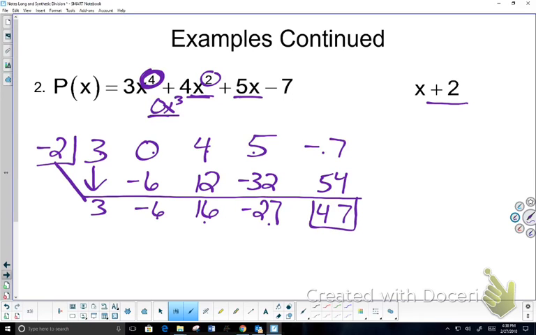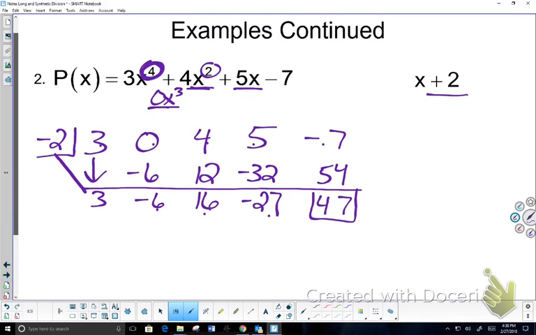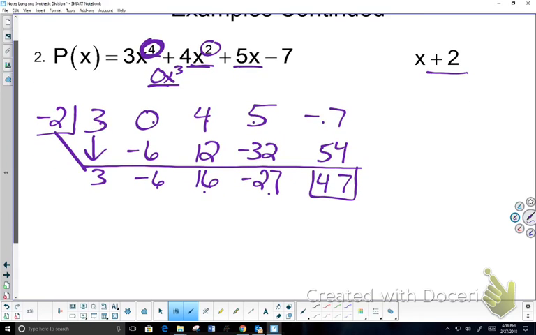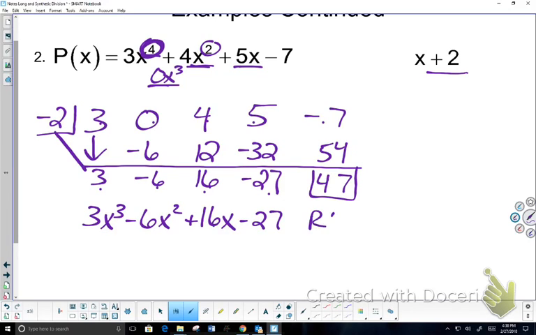Once again, box your last term. We started off with a degree of 4, which means this is now going to be a degree of 3. So I have 3x cubed minus 6x squared plus 16x minus 27 with a remainder of 47. Make sure you practice this before our next class.